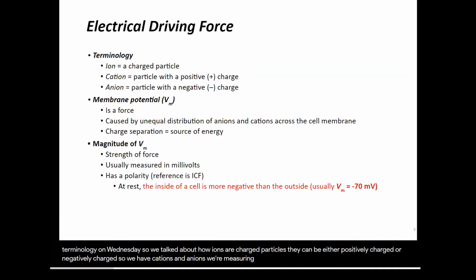When we're measuring the electrical driving force, one of the numbers we're going to need to know is the membrane potential. So the membrane potential is a force caused by the unequal distribution of anions and cations across the cell membrane. So when we have a charge separation, when we don't have equivalent charges on either side of the membrane, we're going to have a membrane potential that's not zero. There will be some way we can measure this difference in electricity, basically. So we measure it in millivolts.